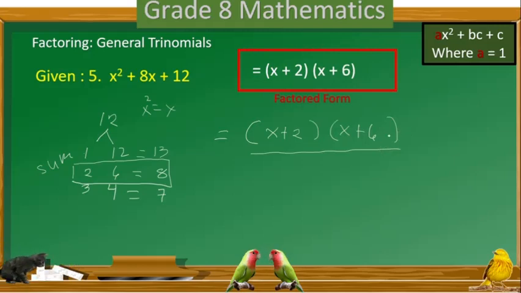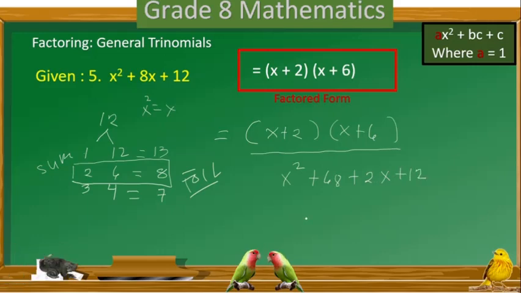So we multiply that one using the FOIL method. We multiply x times x, that is x squared. X times 6, that is positive 6x. 2 times x, that is 2x. Then 2 times 6 is positive 12. Combine like terms. That is x squared plus 8x plus 12.